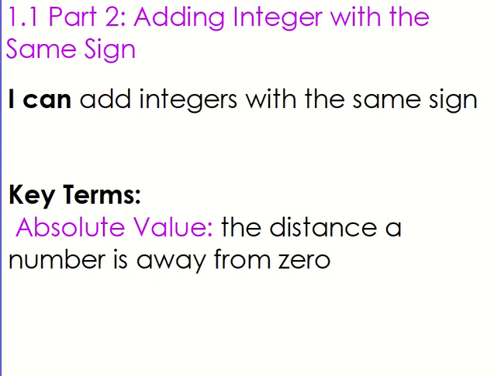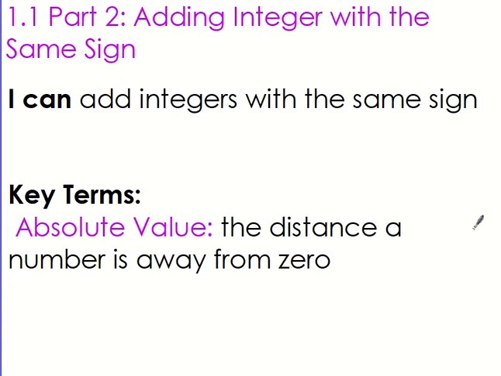Okay, so today we are doing 1.1 part 2. This is day 2 of our lesson from yesterday. We are adding integers with the same sign still. So our I can is still: I can add integers with the same sign. After this lesson and tomorrow's practice, hopefully you'll be able to say that yes, you can add integers with the same sign. So our key term down below is absolute value.